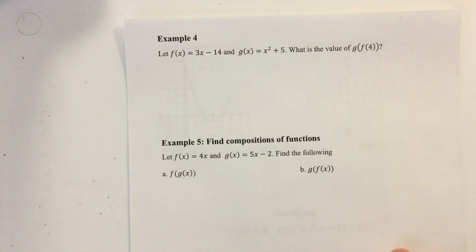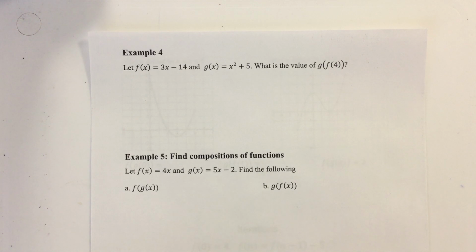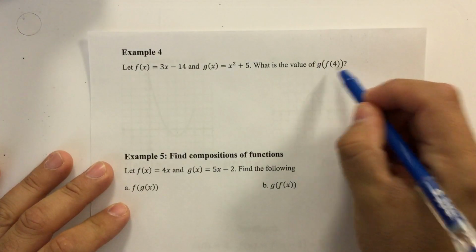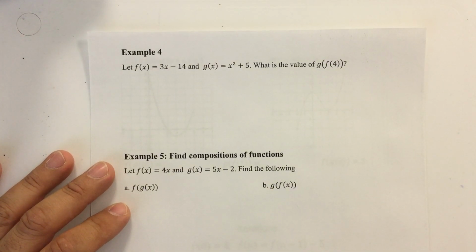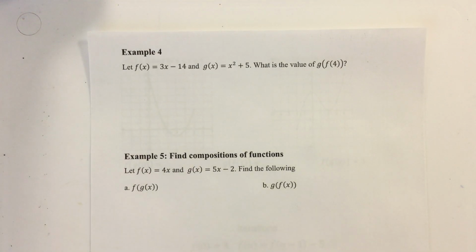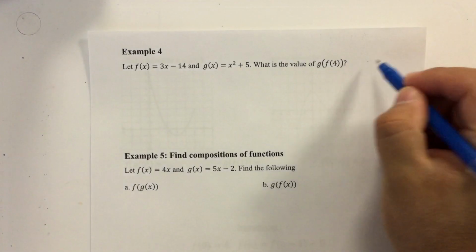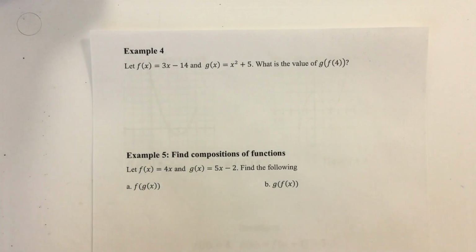Okay, so right here, example 4, it says let f of x equal 3x minus 14 and g of x equal x squared plus 5. What is the value of g of f of 4? Okay, so here's how I do these. The first thing I'm going to do is start with the inside. So you look where the number is located. If it's on the inside, you start from the inside and you work your way out. If it happens to equal a number, you start from the outside and you work your way back in.